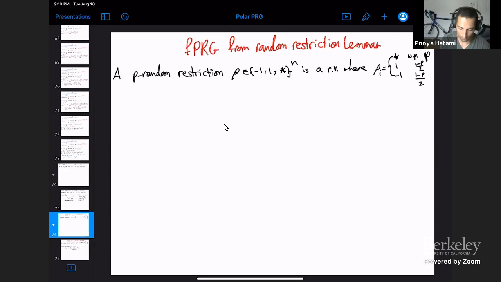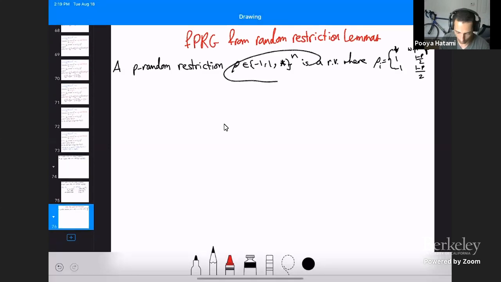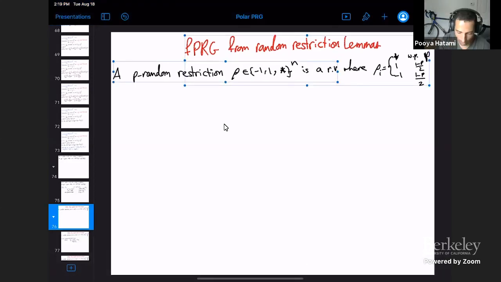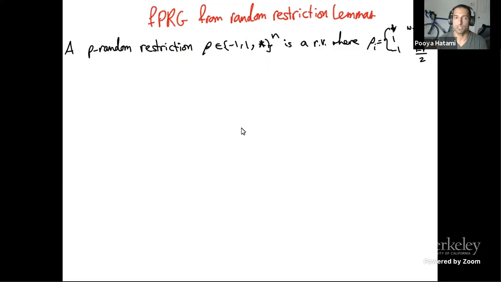It's a random variable that takes values in {-1, 1, *}^n, and we think of the stars as the variables that we leave alive, and the ones and minus ones are the restricted variables. We leave a variable alive with probability p, and it's a uniform bit otherwise.